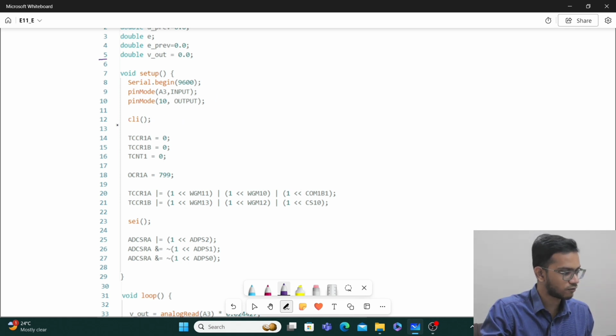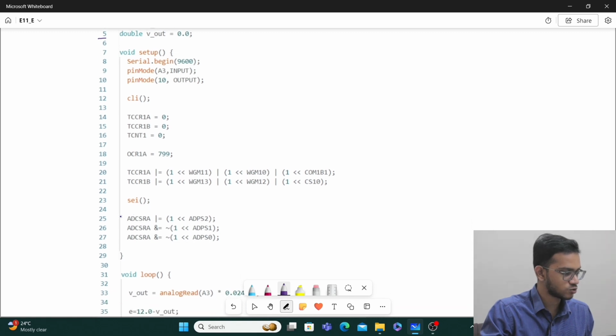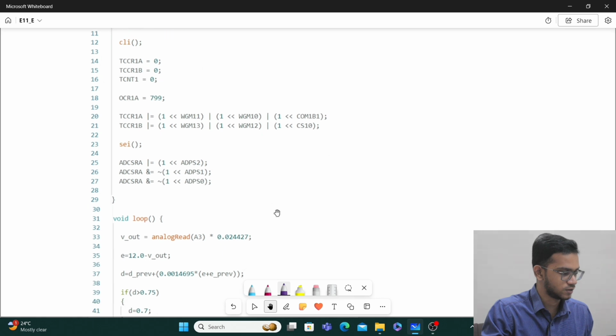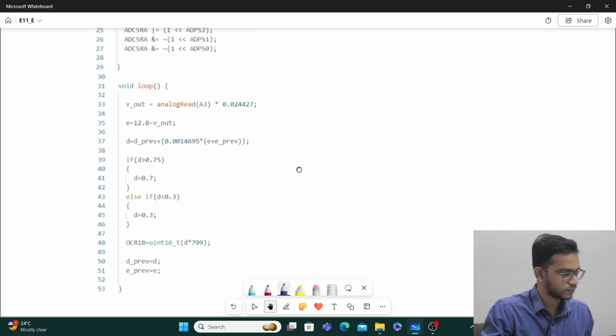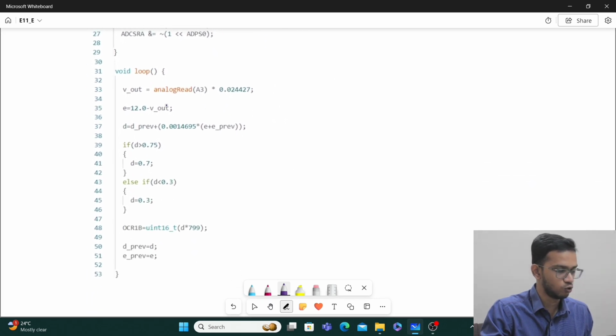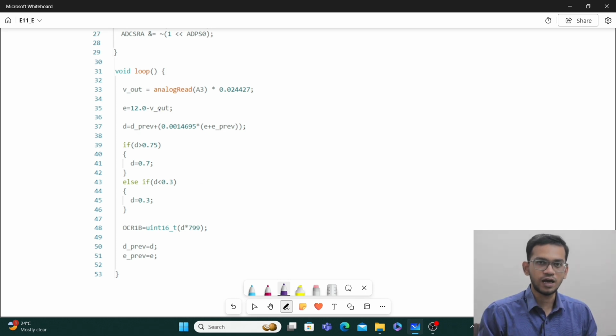These lines have already been explained in the previous videos more clearly, so I will skip them, and the same applies to these lines also. This is for manipulating the clock frequency of your ADC. Coming to the main part, this is our void loop. This void loop function runs infinitely. As long as your Arduino is powered, this loop keeps running forever.